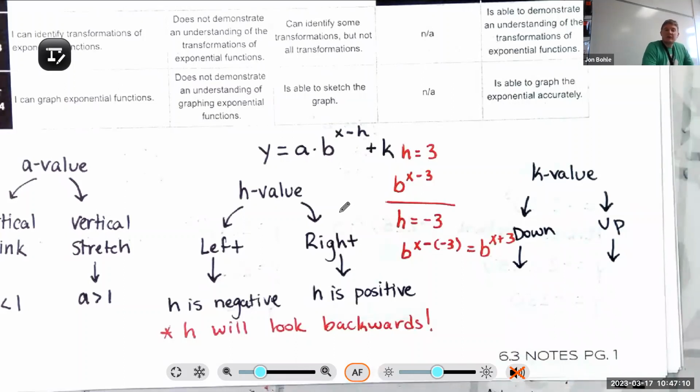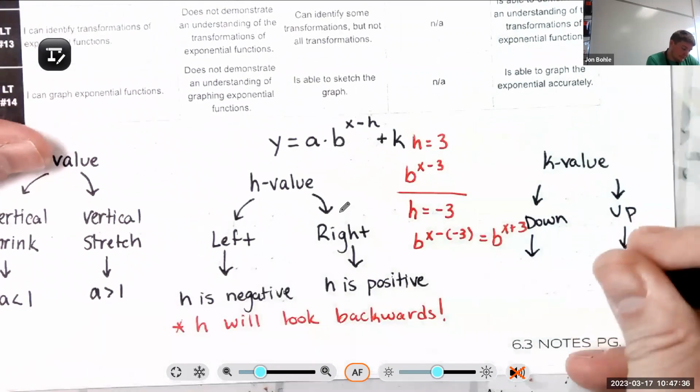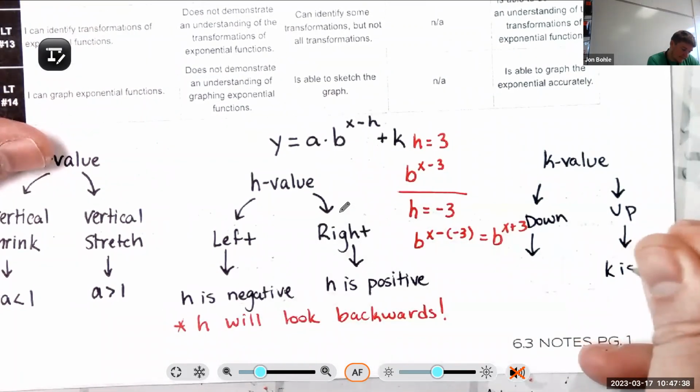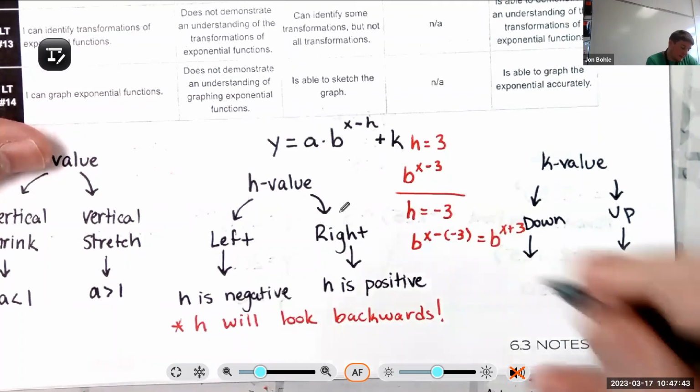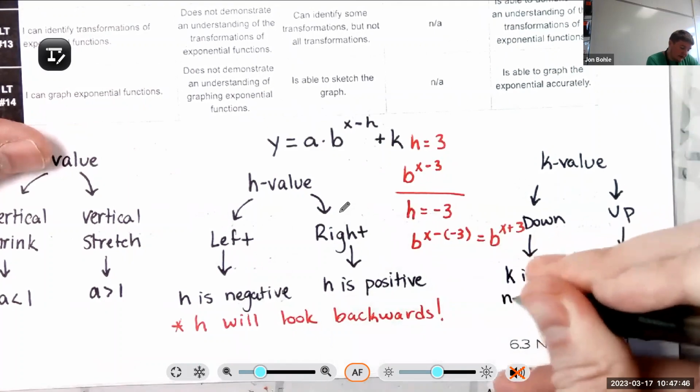How can I look at the K value right away and know whether it's going to be up or whether it's going to be down? So you might have to scroll back to our previous page and look at the two values that we had. How could we know right away whether it was up or whether it was down? Yep. When K is positive, it goes up. K is negative, it goes down.